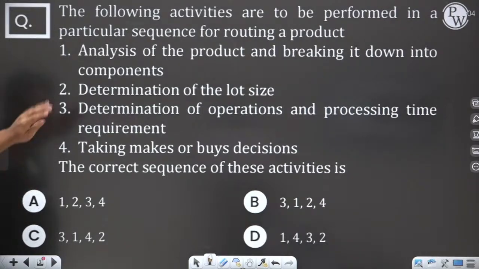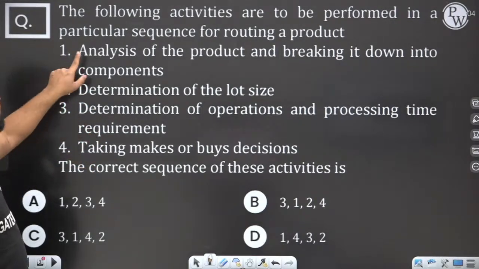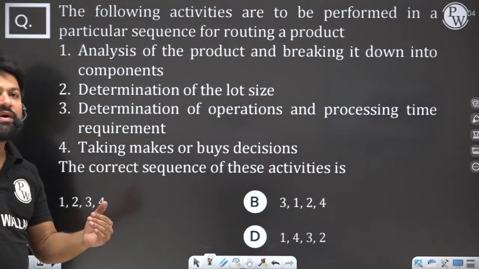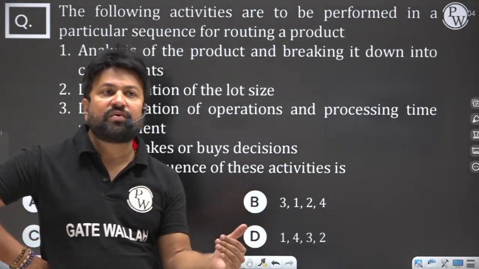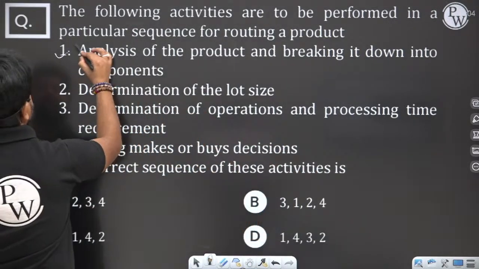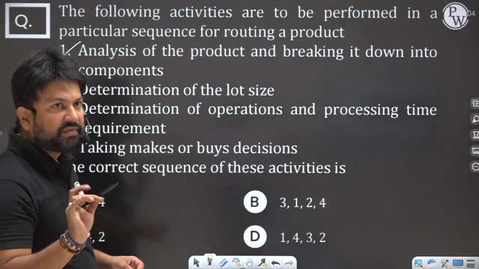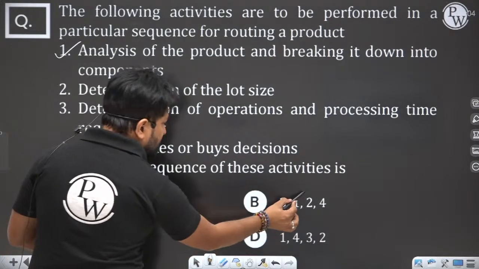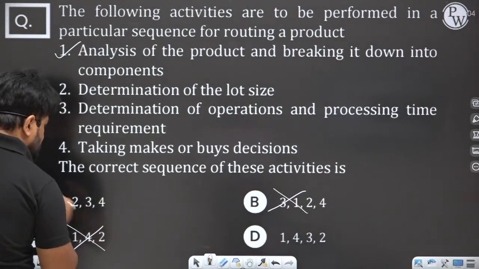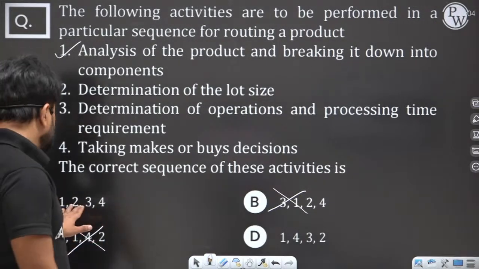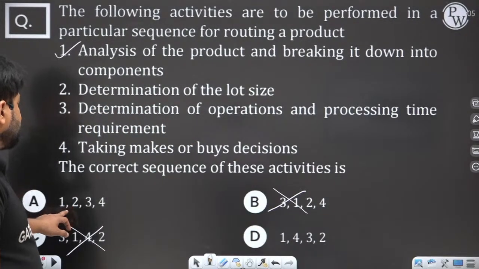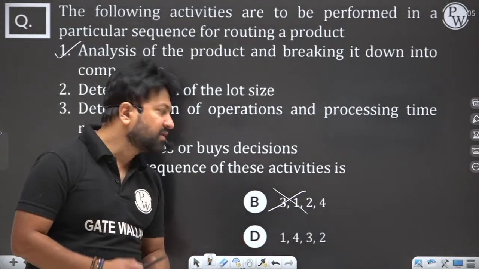It is clear that whatever you do, you have to analyze the product and break it down into components first. So one is my basic step, my starting step. If one is my starting step, then option B is not your answer, even option C is not your answer. Now only two options are left, option A and option D. Now we have to decide whether 2 will come after 1 or 4 will come after 1.